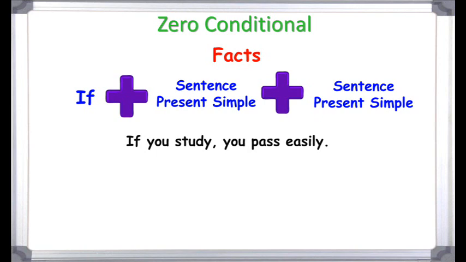So when you use zero conditional, it is for facts. In this case, it means that if you study unit number 1 and the exam is about unit number 1, it is for sure you will pass, right? That's a zero conditional. Facts.